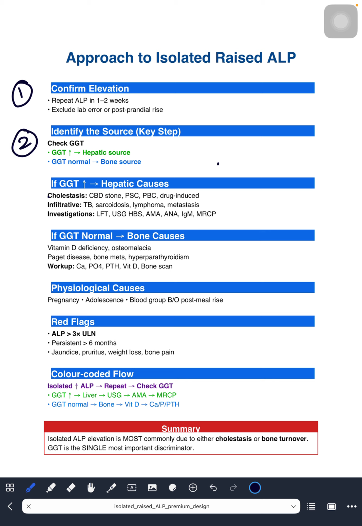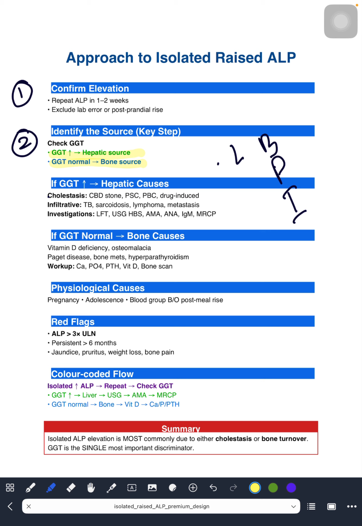Step 2. Identify the source of ALP. We know that ALP mainly comes from liver, bones, placenta and intestine. So, where is the source? Is it liver, bone, placenta or intestine? It is the key step. For this reason, we can order gamma glutamyl transferase, that is GGT. If GGT is raised, then it is a hepatobiliary source. If GGT is normal, that means it comes from bone or other sources.